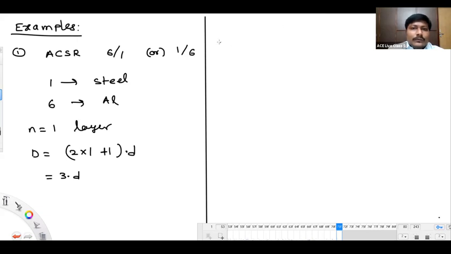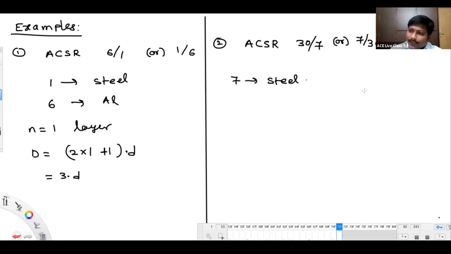And the second example. ACSR 30/7, or you can say 7/30 also. Now in this ratio, whichever is lower in number, that is 7. 7 will be steel, 30 will be aluminum. 7 will be steel strands and 30 will be aluminum strands.